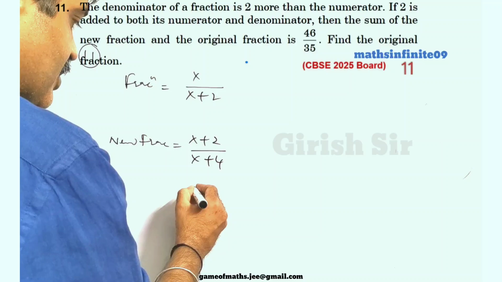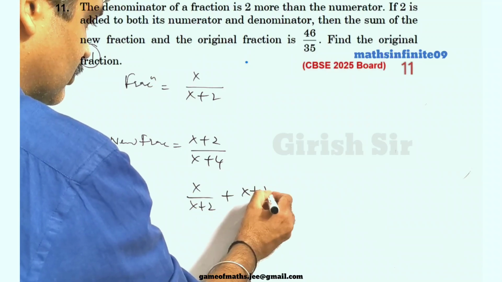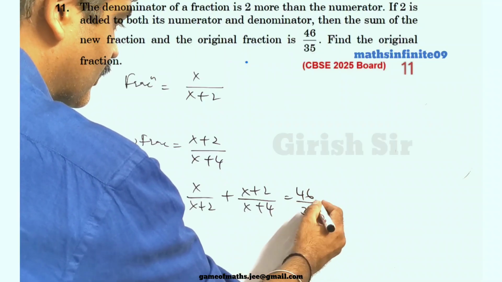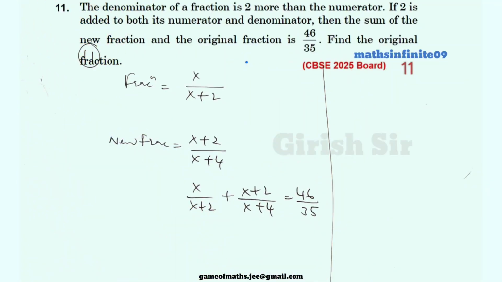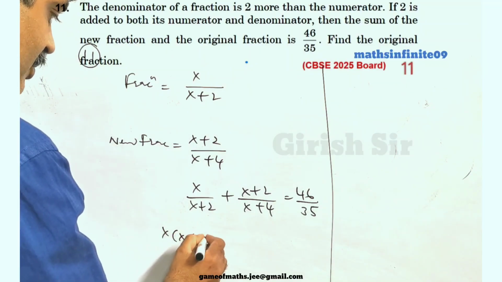Then the sum of the original and the new fraction would be 46 by 35. This is the question. So we got this equation in x. We'll try to simplify it. It should change to a quadratic equation.